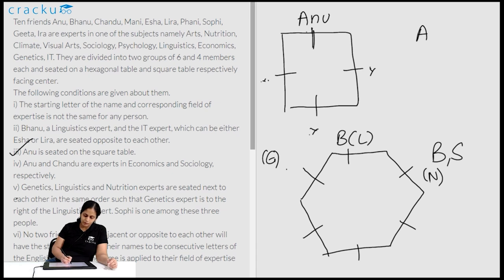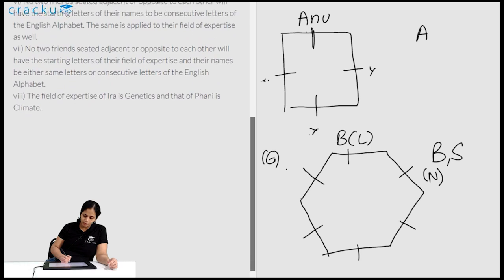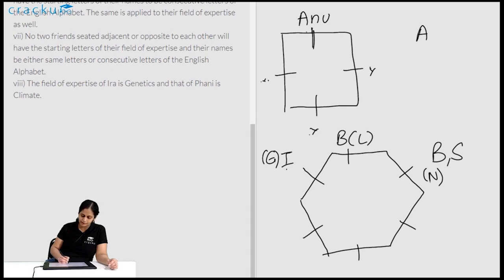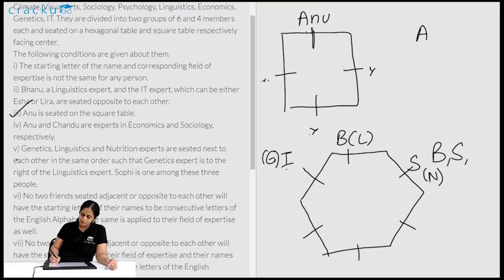Okay. Now it's told in clue 8 that Ira is the genetics expert. So this is Ira. Now Sophie is one of these 3 people, so this must be Sophie. So B, S, I, I have been able to place on the hexagonal table and they are over here.